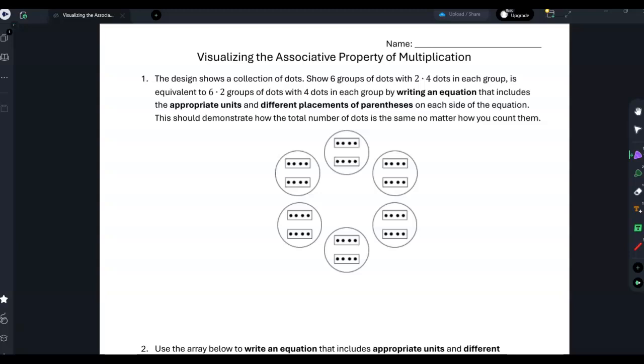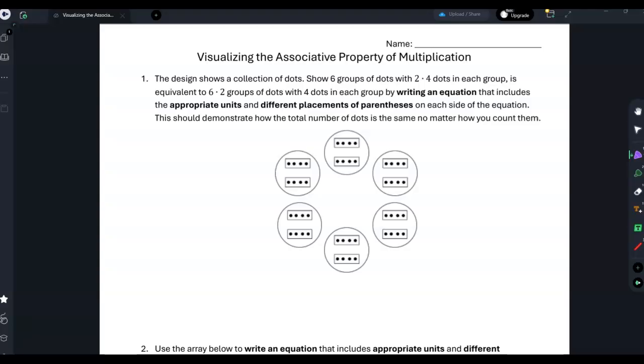The design shows a collection of dots. It shows 6 groups of dots with 2 times 4 dots in each group. This is equivalent to 6 times 2 groups of dots with 4 dots in each group. Write an equation that includes the appropriate units and different placements of parentheses on each side of the equation. So this should demonstrate how the total number of dots is the same no matter how you count them.